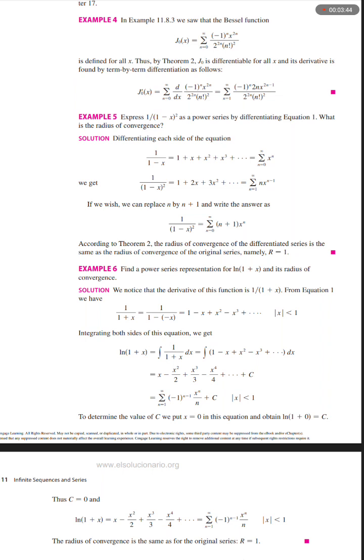According to theorem 2, the radius of convergence of the differentiated series is the same as the radius of convergence of the original series, namely R equals 1.